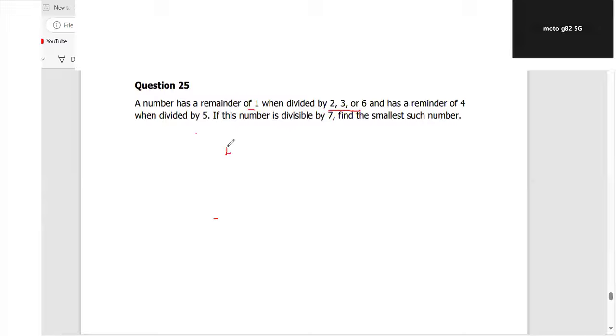So for example, see if you look for numbers like 48 and 49, right? So if you see this number is divisible by 6, and if you look at a number like 49, now 49 is a number which when divided by 2, 3 or 6, will leave a remainder of 1. And when 49 is divided by 5, it will be a remainder of 4. And 49 is divisible by 7. So the answer for this is 49.